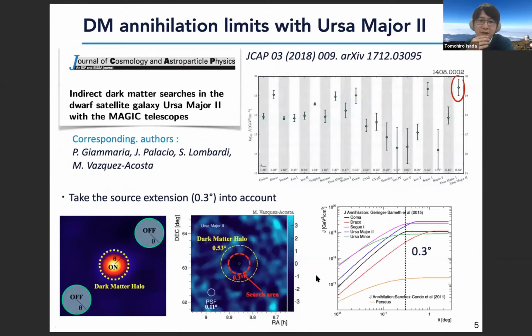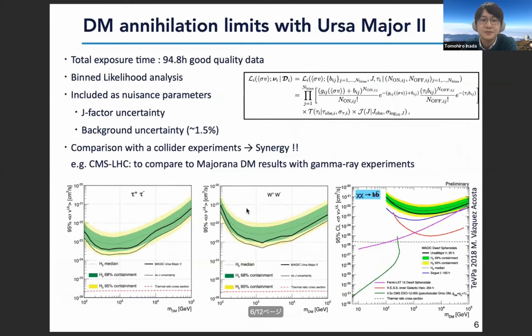So one result is Ursa Major II, and this Ursa Major II is the one with the highest J factor source. You see here, in the past analysis before Ursa Major, we analyzed the dwarf spheroidal galaxy as a point source, but this time, for the first time, we took the source extension into account for analysis. So source extension, for instance, 0.3 like this, and we analyzed it.